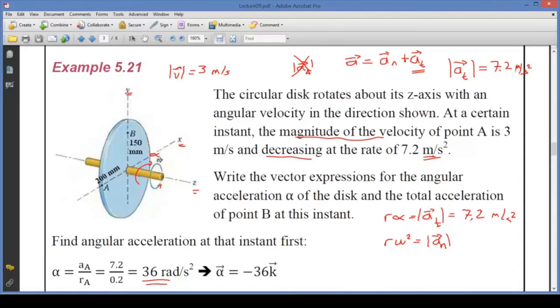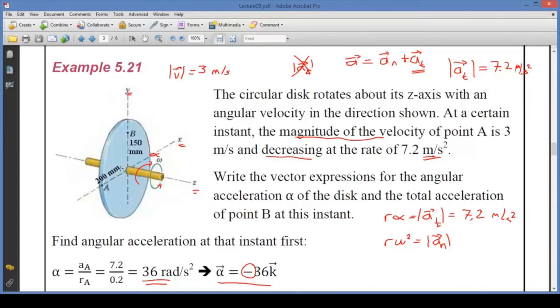And therefore, when we are going to represent this angular acceleration in vector format, we need to use this negative sign, saying that it is in the negative direction about this k vector: negative 36 radians per second square.